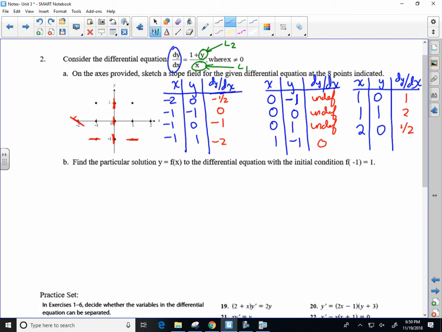All right. At negative 1, 0, I have a slope of negative 1. So pinky action there. At negative 1, 1, it's a slope of negative 2. All right. At 1, 0, it's 1. At 1, 1, it's 2.